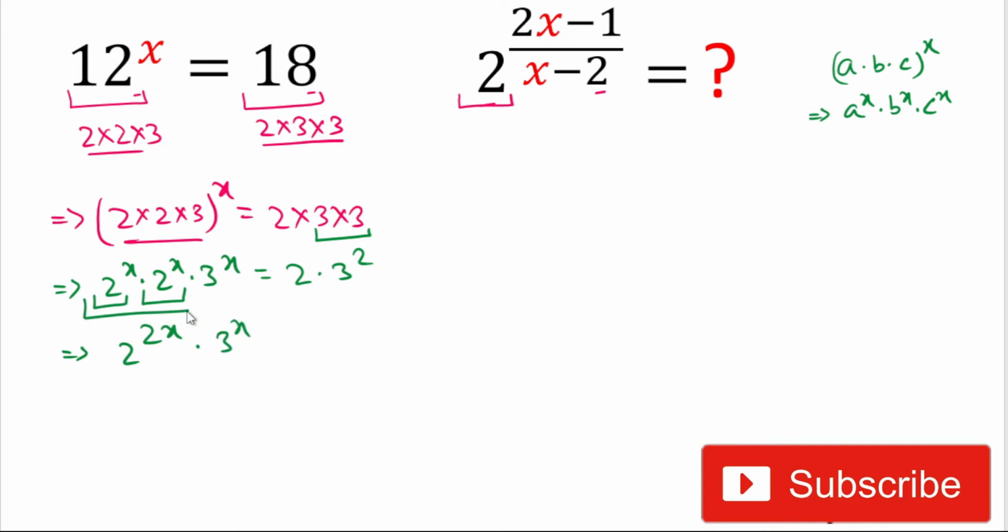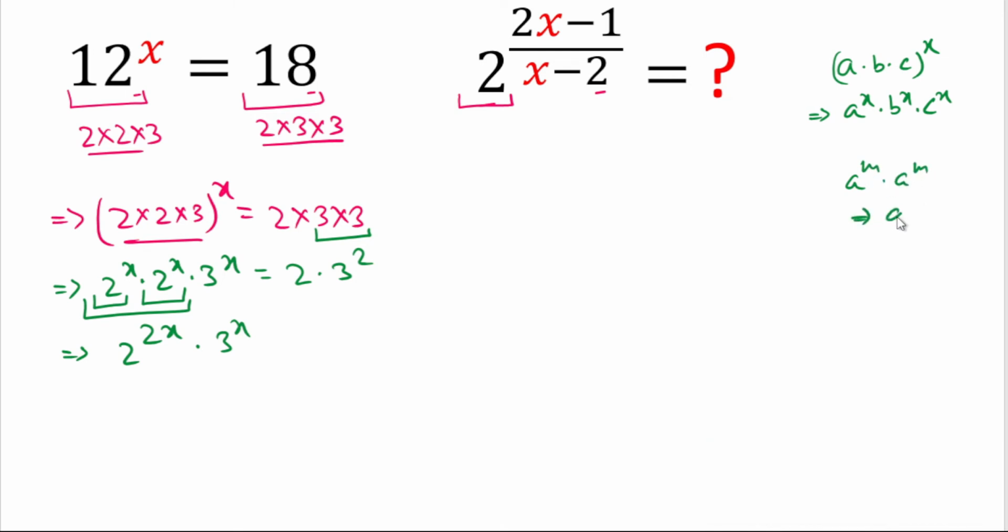Here 2 to the power 2x we have written because if a to the power m times a to the power m, we can write it as a to the power 2m. So likewise we have written 2 to the power 2x, and that is equal to 2 times 3 to the power 2. Our next step is to bring the similar bases to one side. Here 2 and 2 we will keep on one side and 3 and 3 on the right hand side. So for the base 2 we will write 2 to the power 2x, and this term will be in the denominator, so we'll write 2, and that is equal to 3 square divided by 3 to the power x, as this term goes to the right hand side and will be divided.